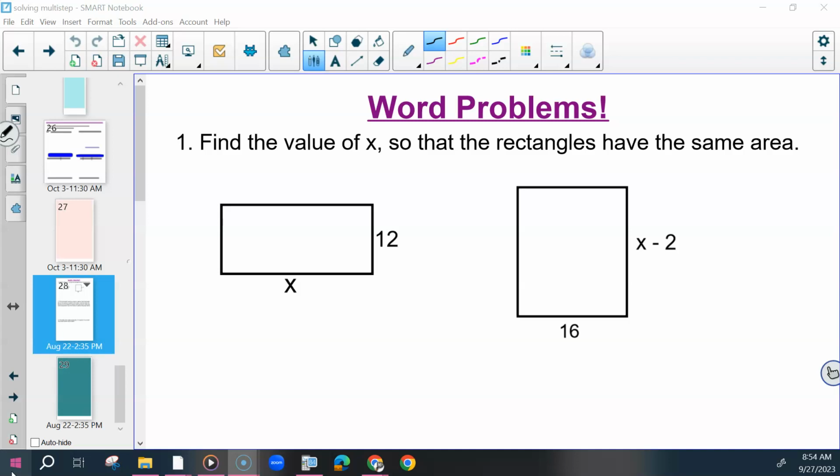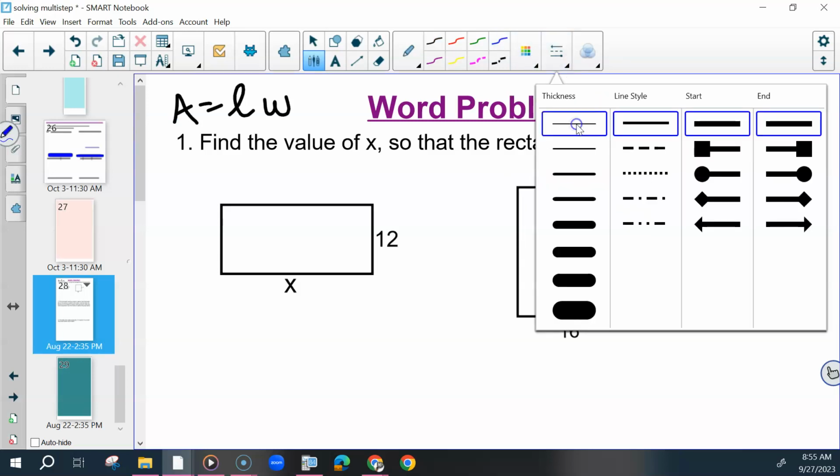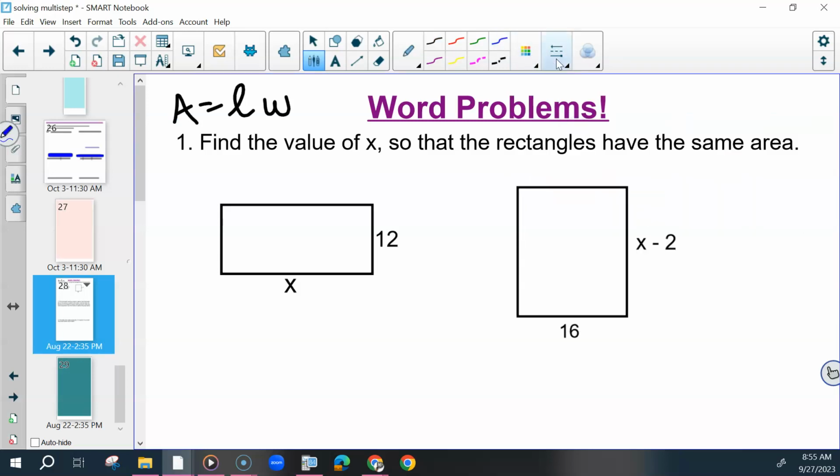Multiply what specifically? Someone said something, but I didn't get it. Okay, length times width. So we need to know that we're multiplying the sides together to get the area. We also need to set this up somehow. We know we're going to be multiplying this side and multiplying these two sides.